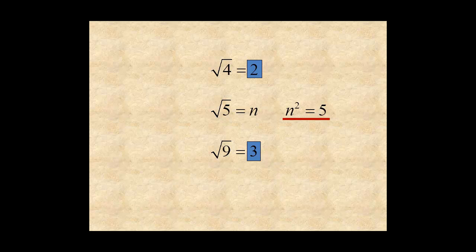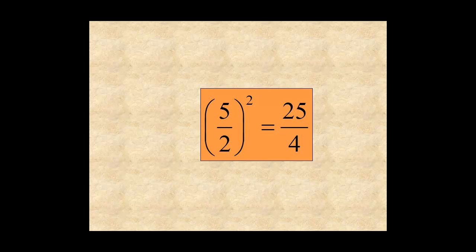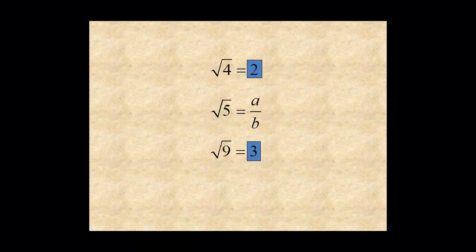If it was a rational number between 2 and 3, it would have to be a fraction. But you can't square a fraction and get an integer. For example, here's a fraction. When you square a fraction, you get another fraction. It can never be an integer. So, the positive root of 5 can't be a fraction, and therefore can't be rational.